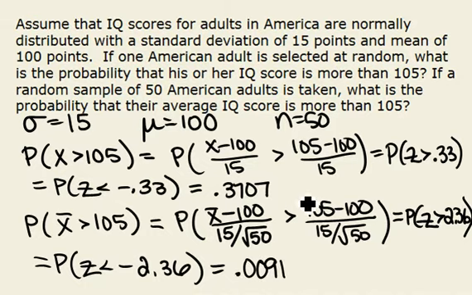So we need to distinguish between whether we are talking about one individual, where we can just divide by sigma, or the average for a group of individuals, like we are here for the 50 Americans, and then we have to divide by sigma over the square root of n when changing our value to a z.